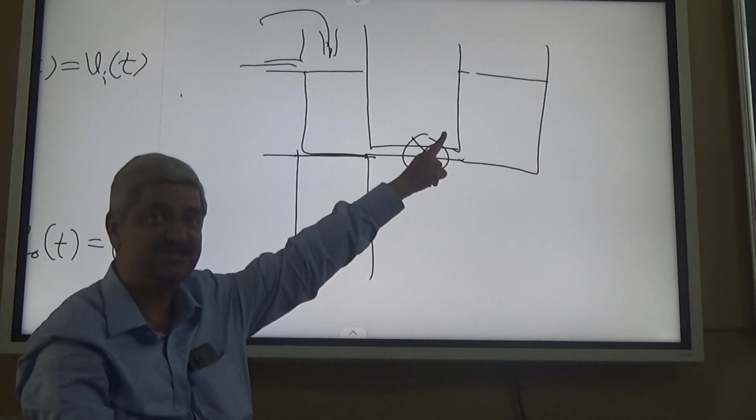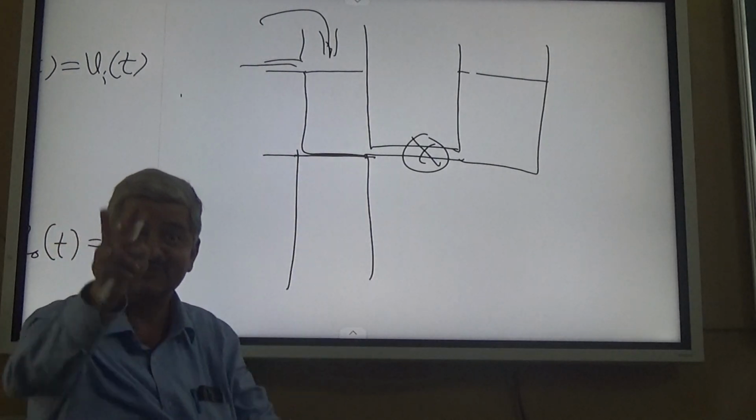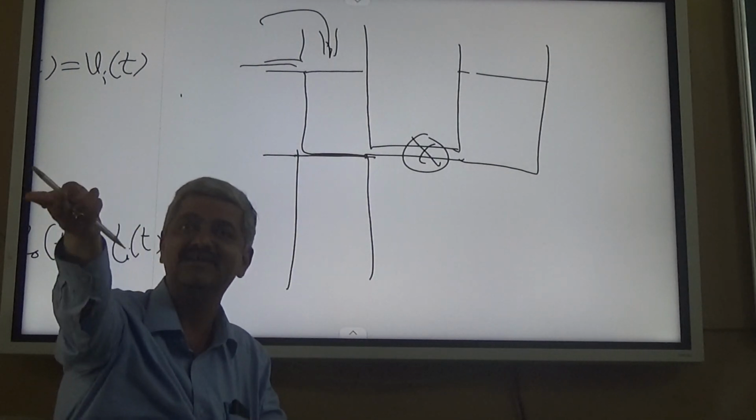So output will change depending upon this. So there has to be some relationship between LOT and LIN T.